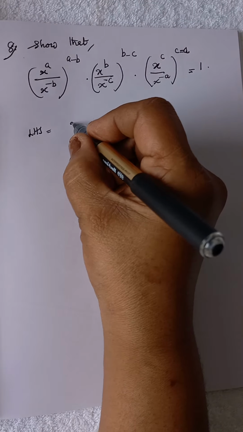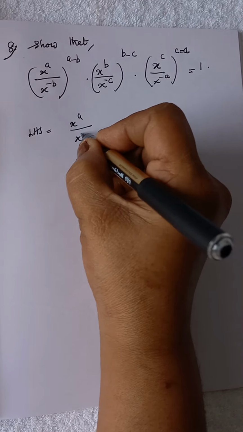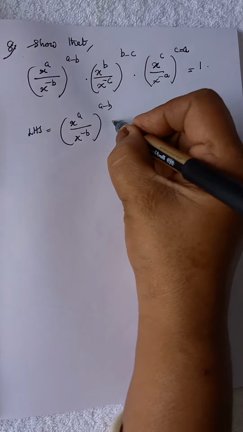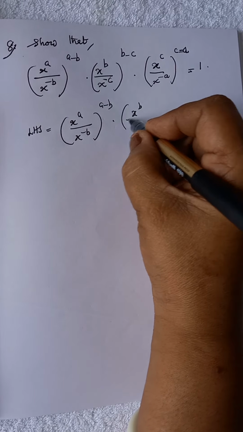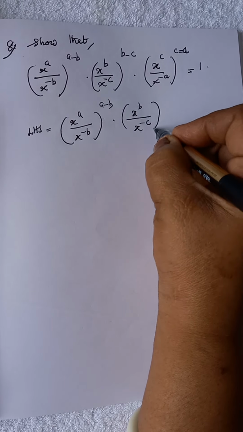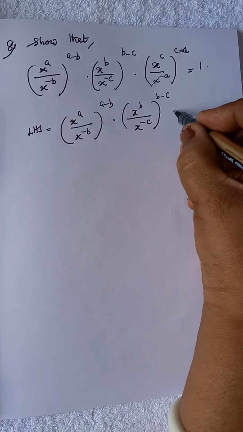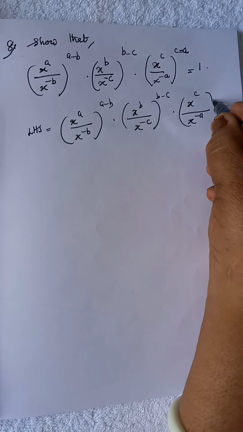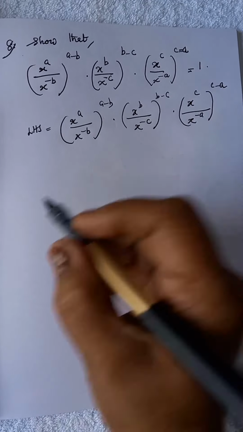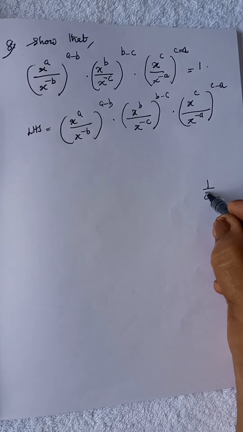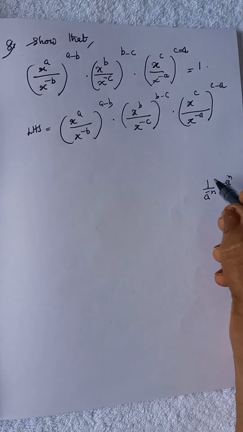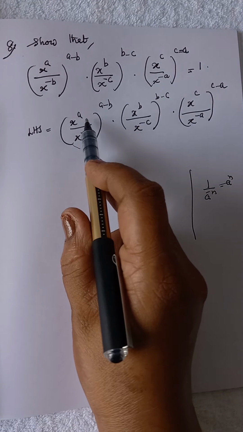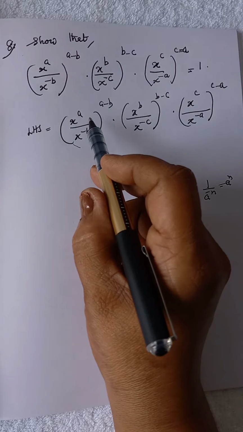That is equal to (x^a / x^-b)^(a-b) into (x^b / x^-c)^(b-c) into (x^c / x^-a)^(c-a). Now 1 by a raised to minus n is a raised to n. So using that we can take this x raised to minus b to the numerator. So that will become x raised to b.